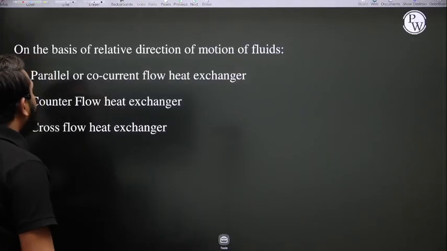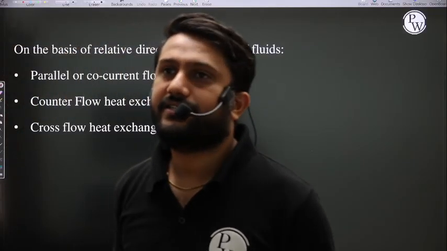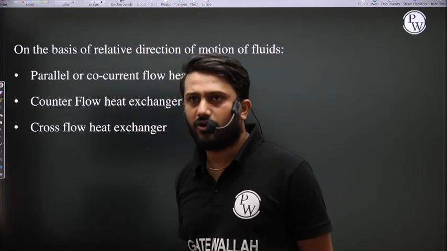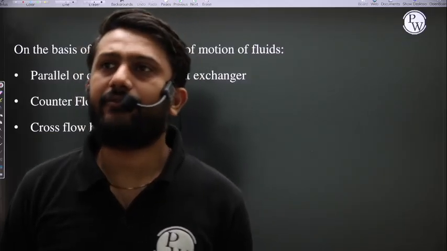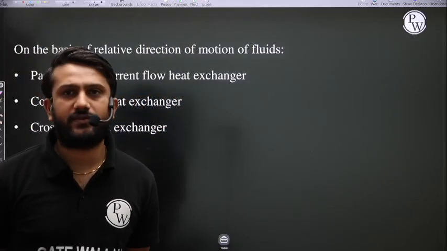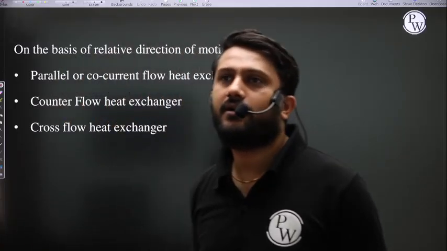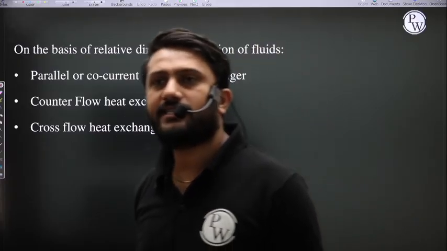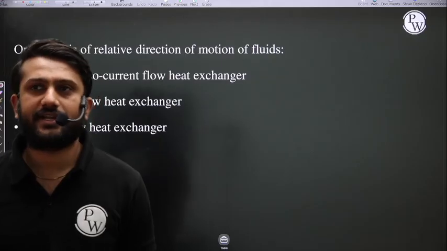Now come to the second classification. The second classification is on the basis of relative direction of motion of the fluids. So the first one is a parallel flow or co-current flow heat exchanger. The second one is a counter flow heat exchanger, and the third one is a cross flow heat exchanger.